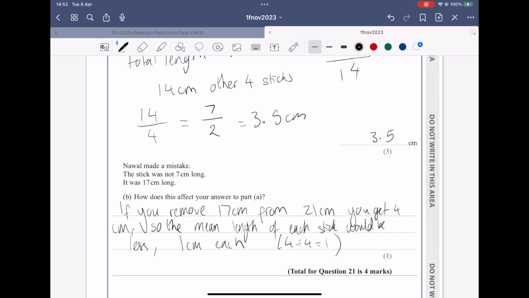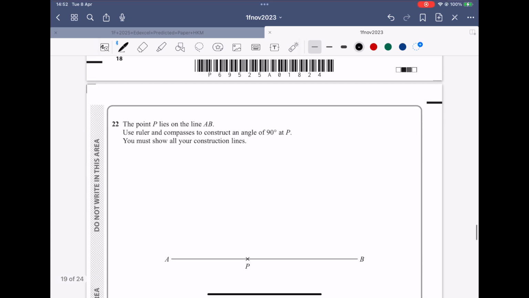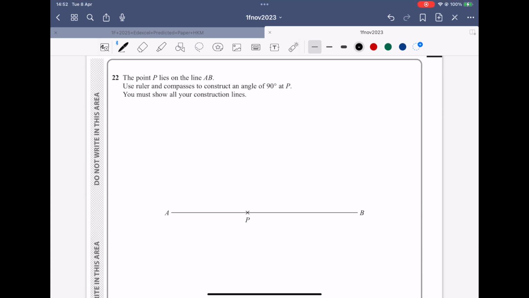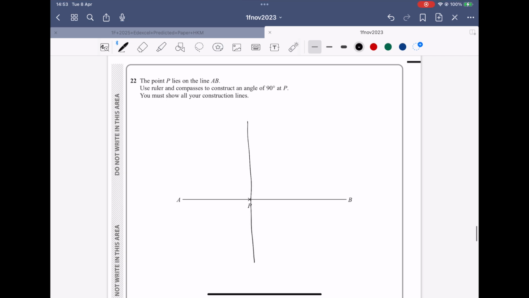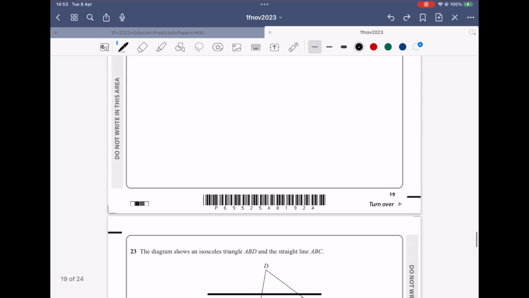Alright, but to be fair, you could have just said the mean average length will be less. That would have been fine. Just did some waffling. Okay, use a ruler and compass. I'm going to have to leave 22 because I don't have my compass to do the 90 degrees. But for a start, if you just draw a perpendicular line here, you will get a mark anyway. So at minimum, draw yourself a perpendicular 90-degree angle at P with your protractor, even though you should use a compass to get both marks.